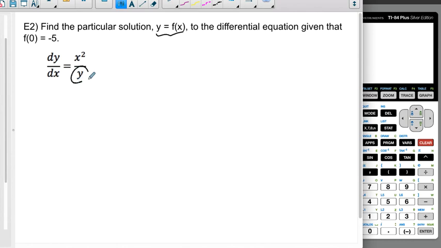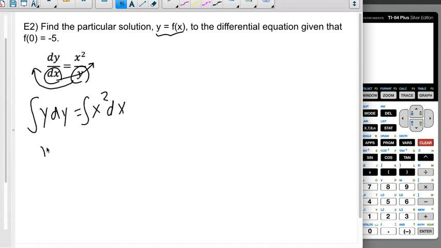So here, let's separate our variables. I'll multiply the y over. I'll multiply the dx over. So I'm going to get y dy equals x squared dx, right? I'll find the antiderivative of both sides. This will be y squared over 2 equals x cubed over 3 plus c. Now I should solve for y before I plug in. It's usually easier to do that.